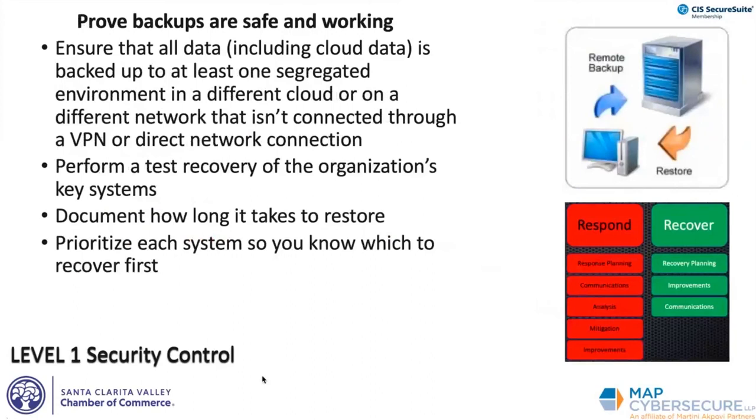The last thing that we wanted to talk about was proving that backups are safe and working. So now that everybody is set up with remote access and working from home, and you're trying to get back to business or do business in a new way, if there's a successful cyber attack and you don't actually have a way to get your data back, then that's going to become a mission critical crisis. And we are recommending that you proactively ensure that all of your data, including your cloud data and whatever crown jewels are stored in the cloud, is being backed up to at least one separate environment that is segregated in a different cloud or on a different network that is not directly connected through something like a VPN or a direct network connection. This means that all of your data has to be backed up in at least one environment that is completely separate and isolated from the primary environment or environments. And all the security that we talked about today needs to apply to that backup environment also.